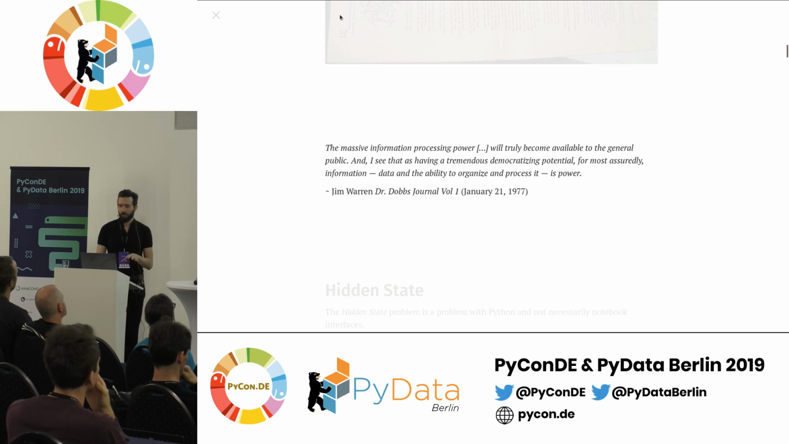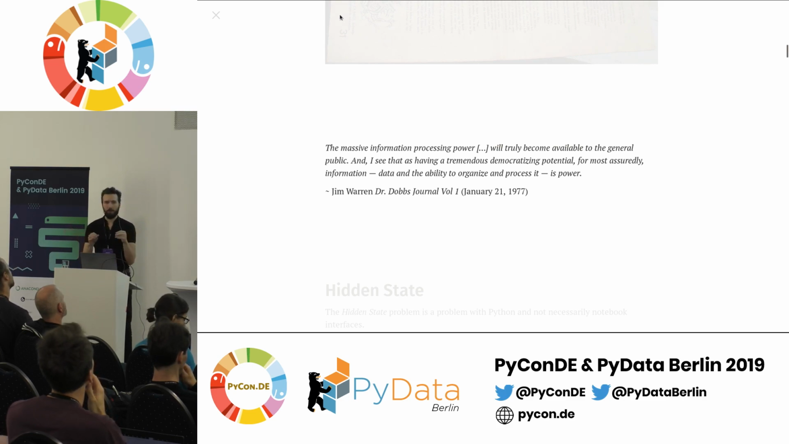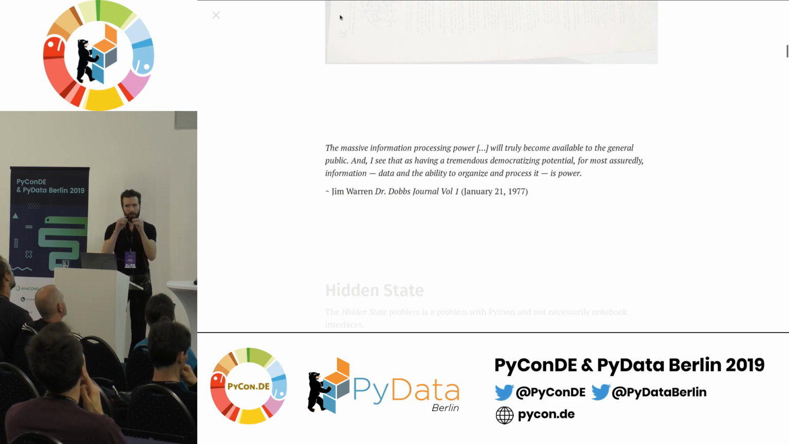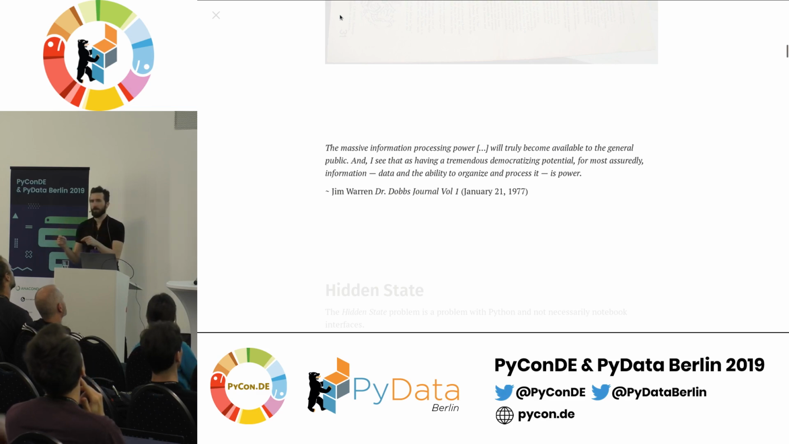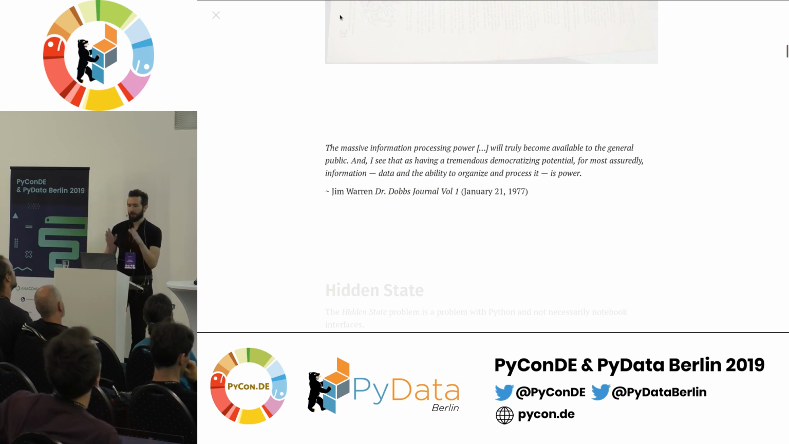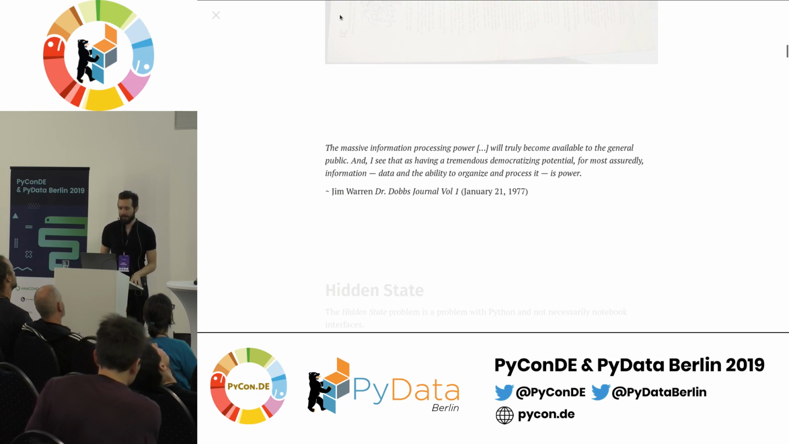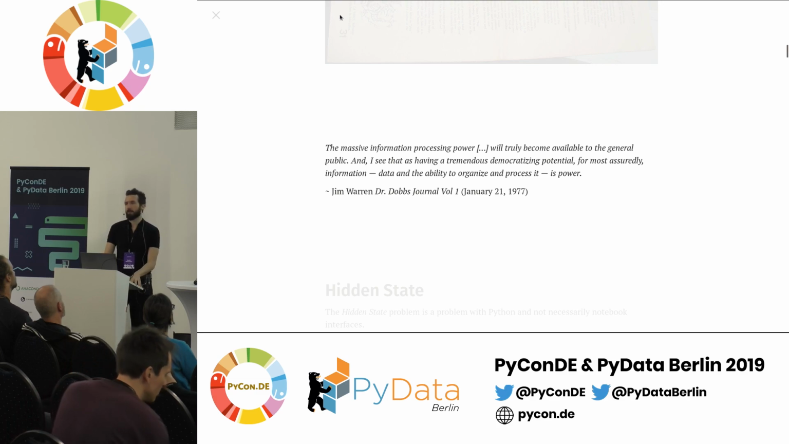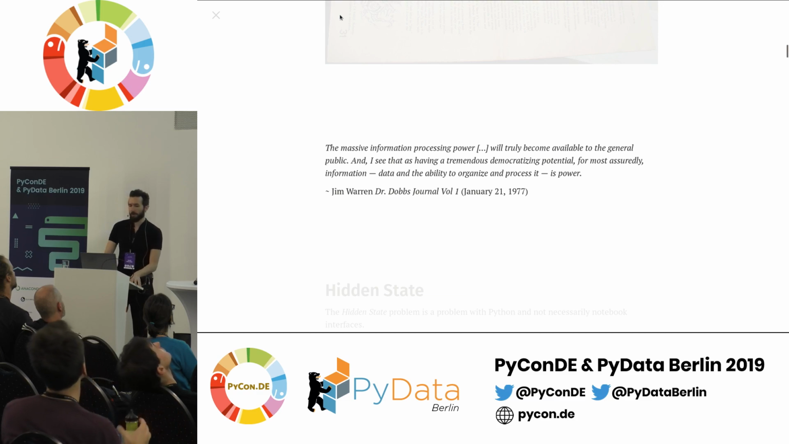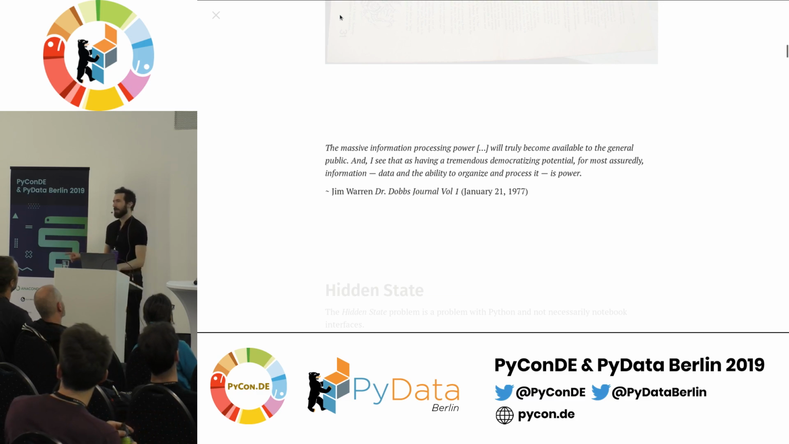When the editor James Warren came on board, he contextualized the reason that we do something so foolish and so silly as sit down and type in all these commands. He said it thus: the massive information processing power will truly become available to the general public, and I see that as having a tremendous democratizing potential. For most assuredly, information and the ability to organize and process it is power.